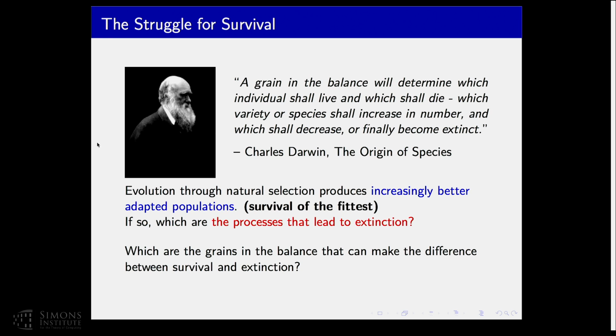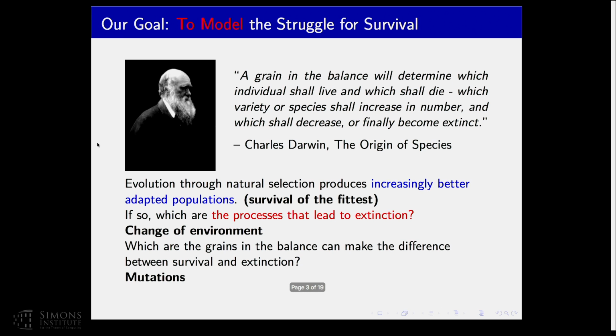And okay, this is a nice quote, but already, if we think of the most known datum about evolution, the survival of the fittest, it is not quite clear why that happens, right? So evolution, effectively through natural selection, seems to promise to produce increasingly better adapted populations, okay? So then why do species die? What are the processes that actually lead to extinction? And if there's something that leads to extinction, what can actually counterbalance this force, okay?